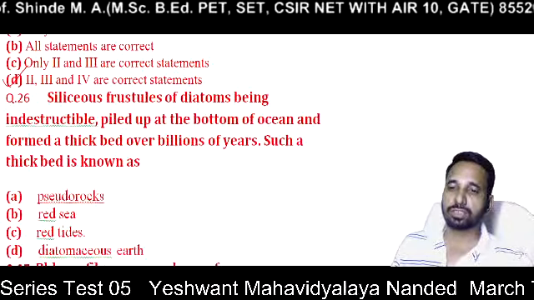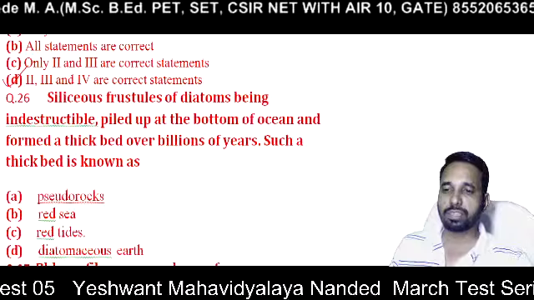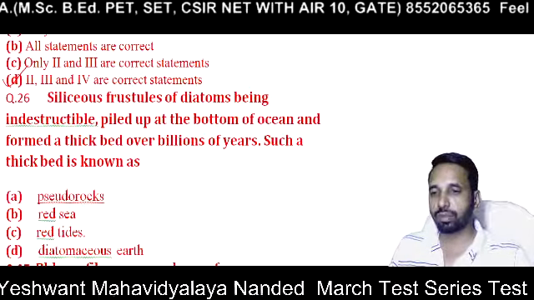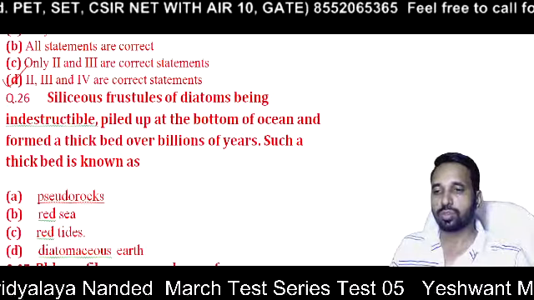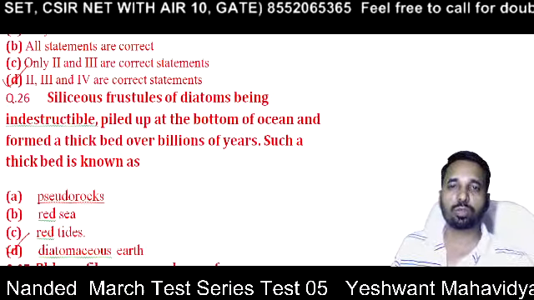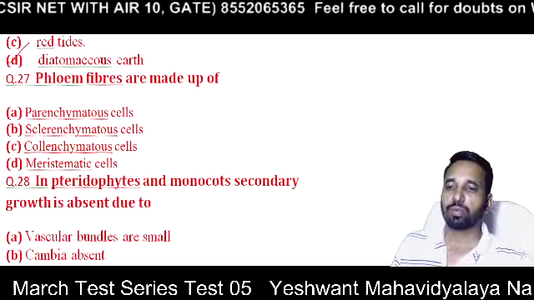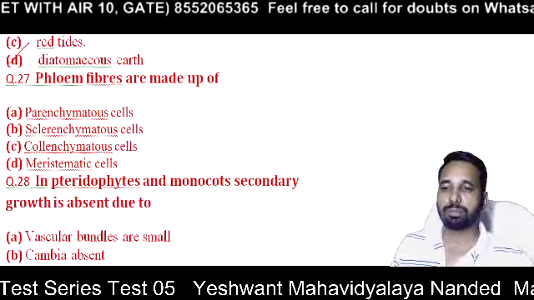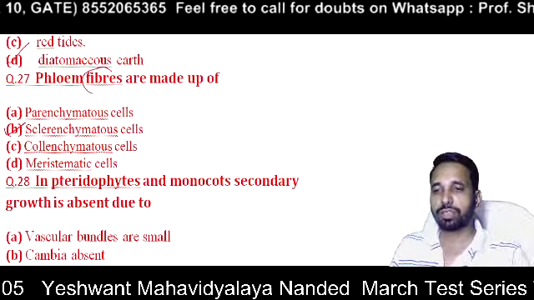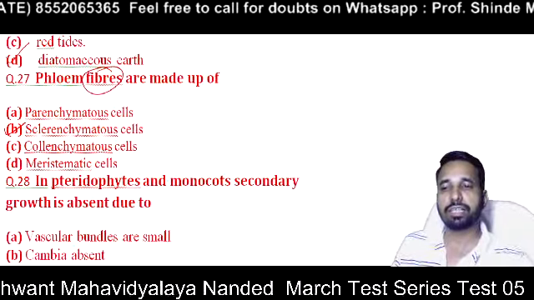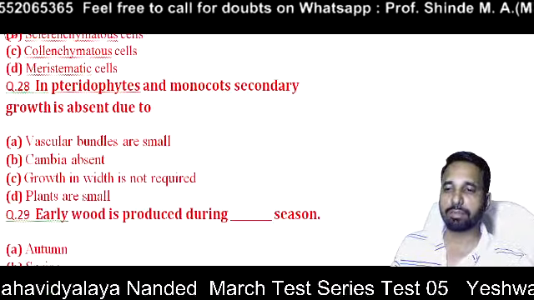Then, siliceous pustules of diatoms, being indestructible, pile up at the bottom of the ocean and form a thick bed over billions of years. Such a thick bed is known as diatomaceous earth. One more question from the algae. The phloem fibers are made up of what? Very easy question. These are sclerenchymatous cells. The word fiber or sclereid indicates that it belongs to sclerenchyma.